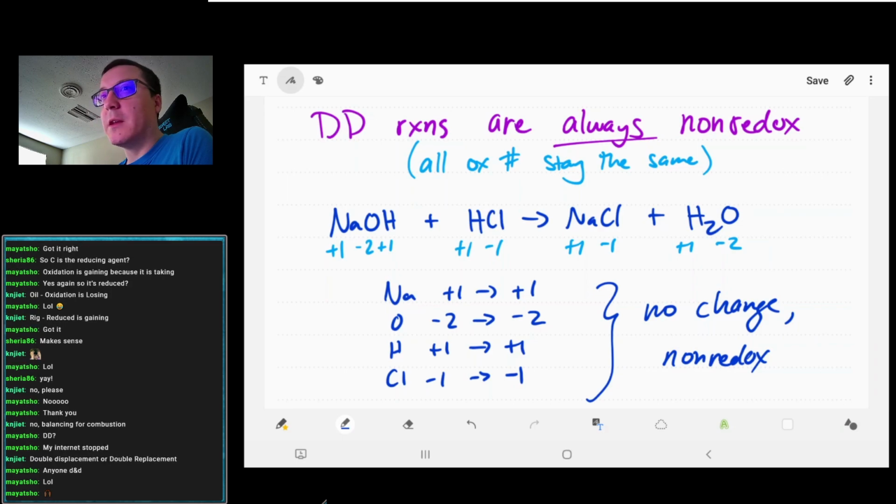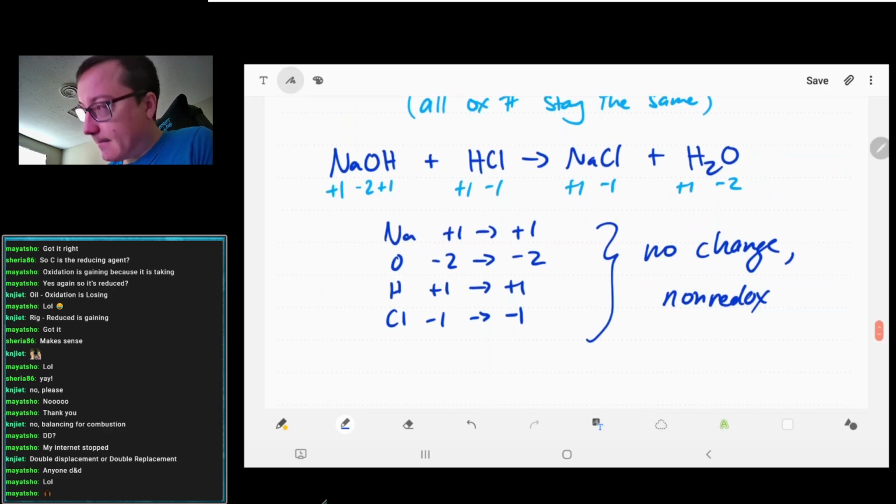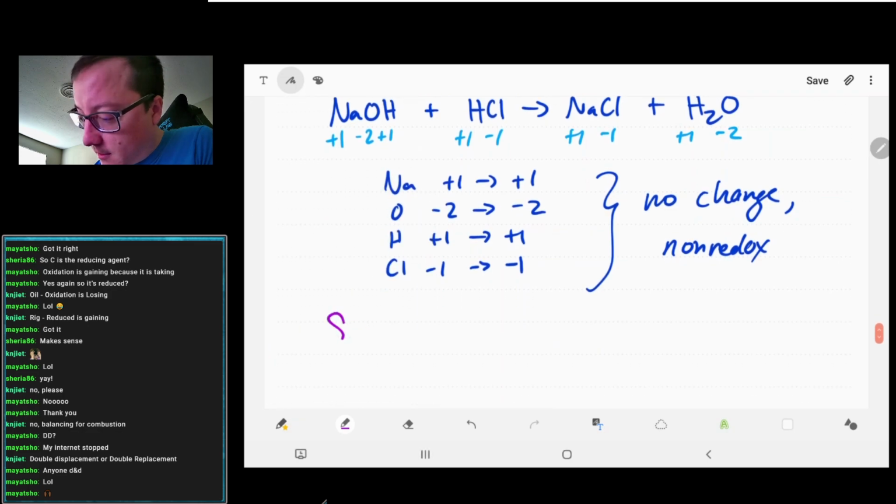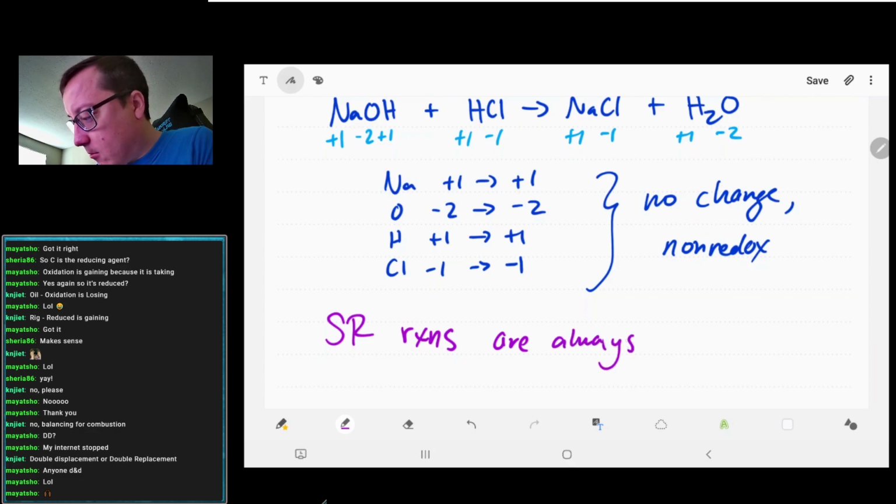Technically, you can go ahead and try them out if you like. You're going to see there will be no change over the course of the reaction. If anything changes, it's redox. So if nothing changes, it's non-redox. And we're also going to see that single replacement reactions are always redox.